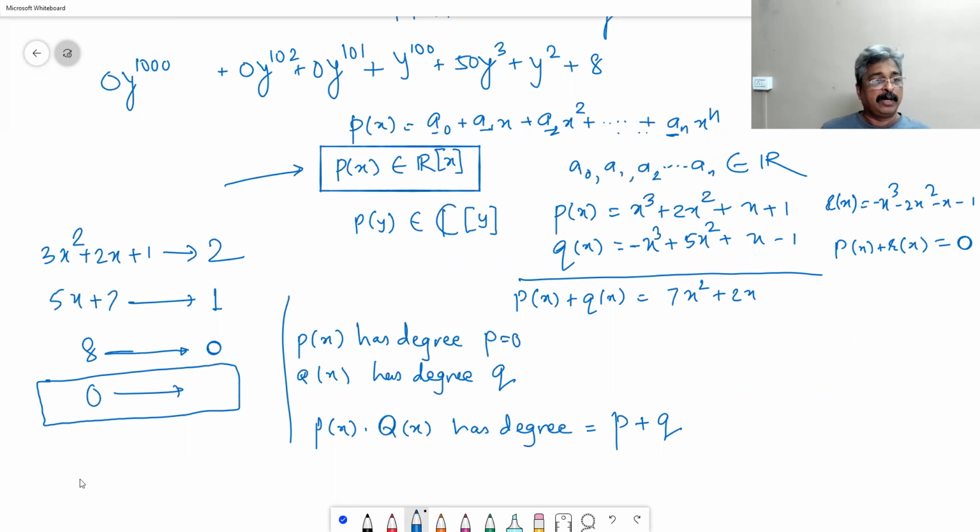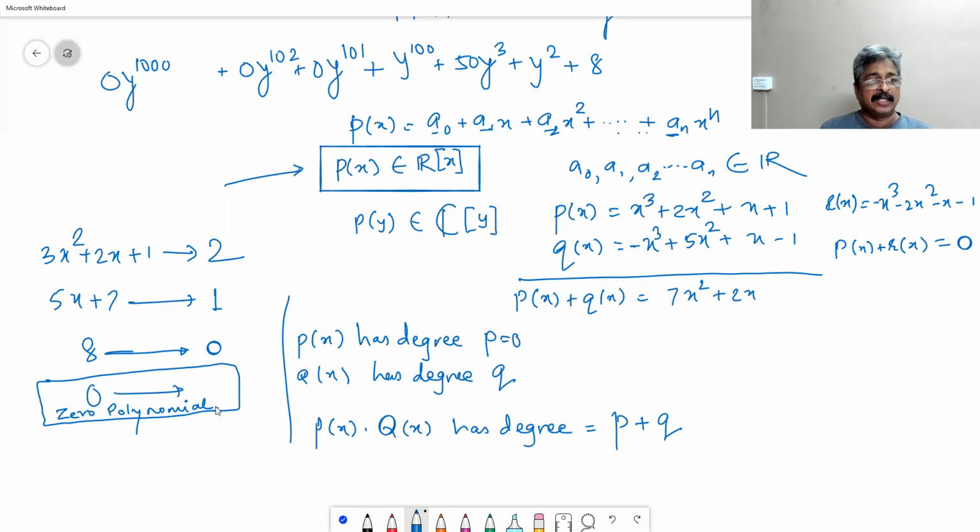The moment you try to develop something new, we have to take care of these people like 0, and we will take care. So we will call this the zero polynomial. Zero polynomial is a special case, a very, very special case.